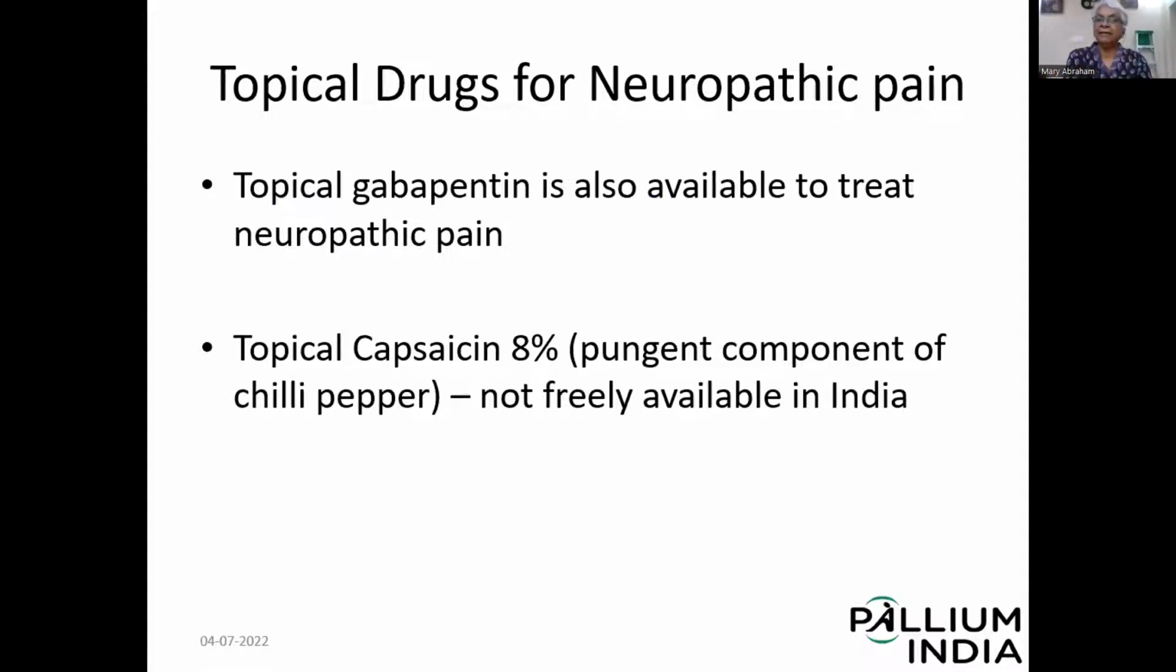Now, these anticonvulsants are also available for topical use. Gabapentin is now available as topical creams. So if the patient is having a localized area of neuropathic pain, you can also apply that. The other topical drug for neuropathic pain is capsaicin 8%. It is a pungent component of our chili pepper, but it is not freely available in India.